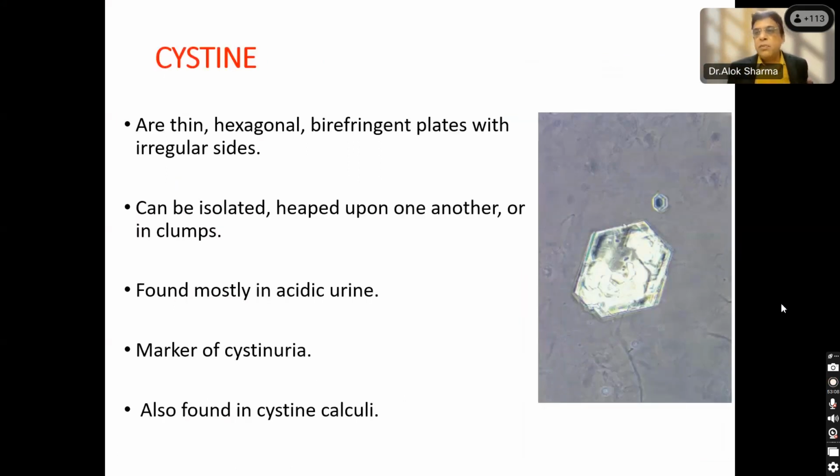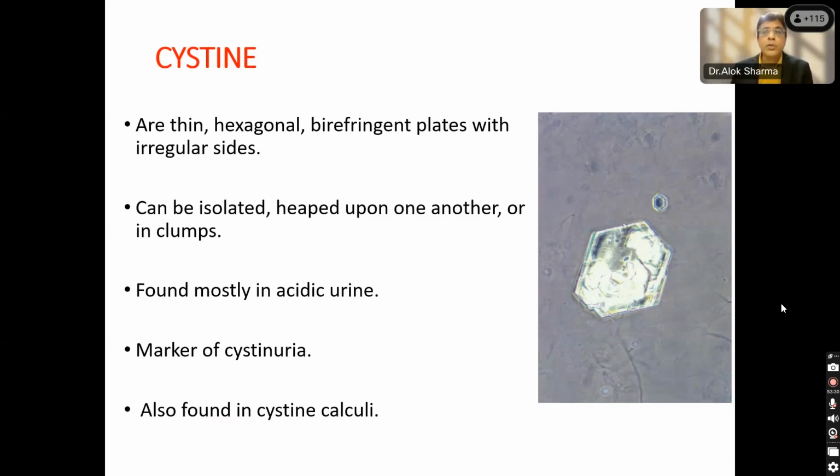Now, just a word on a few abnormal crystals. So these crystals, whenever you see them, they will be abnormal. So you don't get them in normal urine, in contrast to oxalate, which we have seen just now, which can appear even in normal urine, depending on the pH and other things. These crystals are always abnormal.